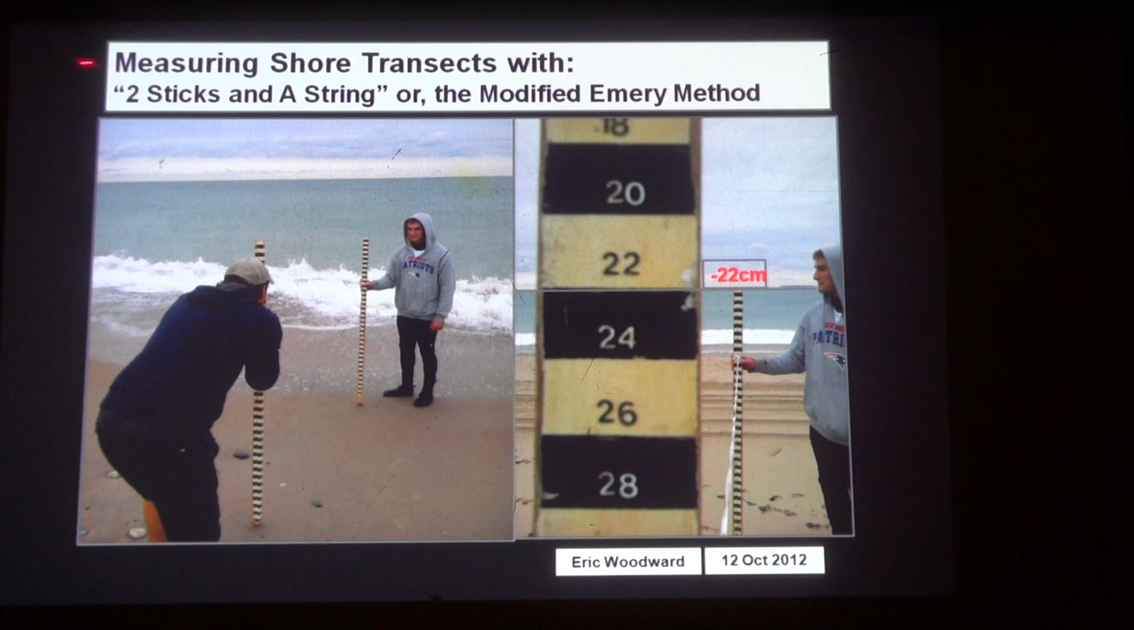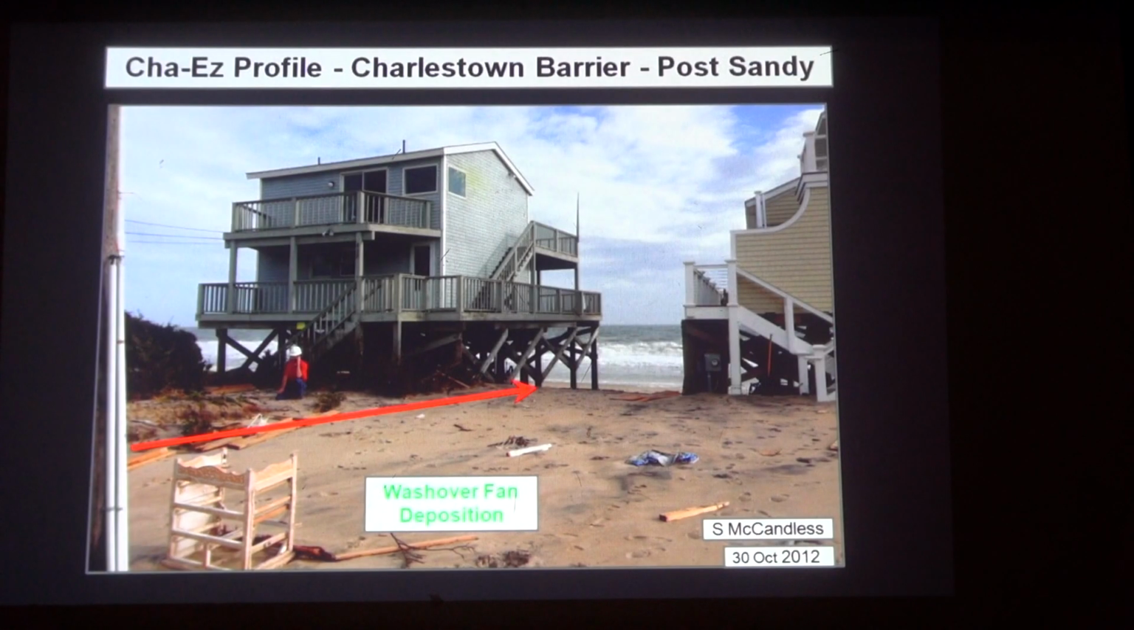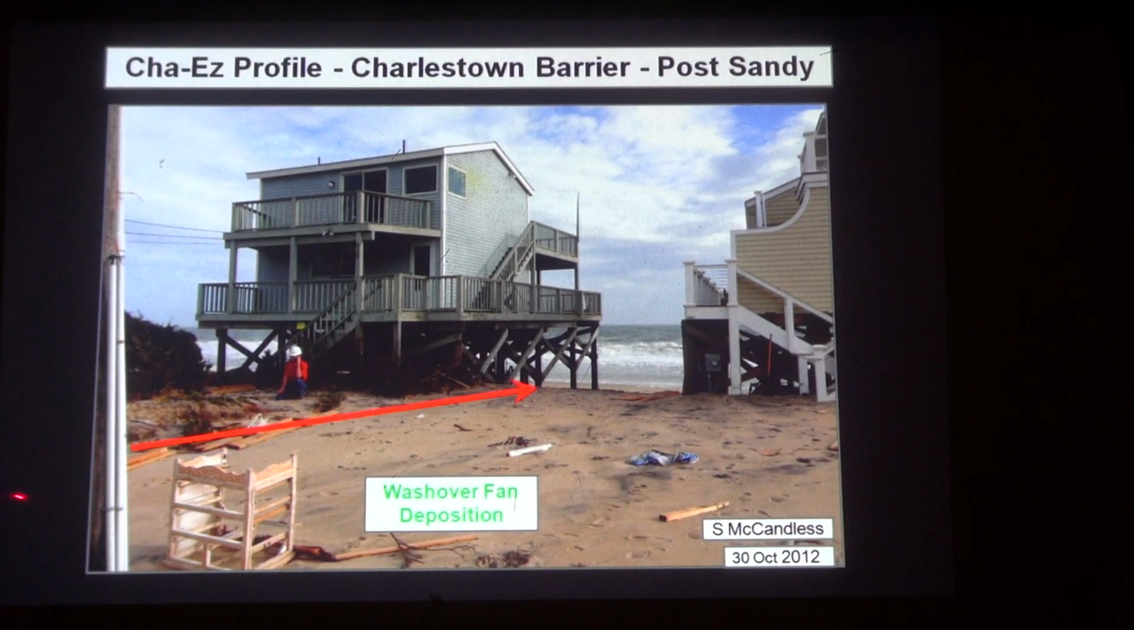But we use this method called two sticks and a string, or it's also called the modified Emery method after K.O. Emery of Woods Hole. And basically it's a simple geometric problem to look at the horizon, and you see the horizon right there, and it's the difference in elevation of the two sticks. So this is one of our profiles, and it goes right out here. And actually, it looks like it ends right there.